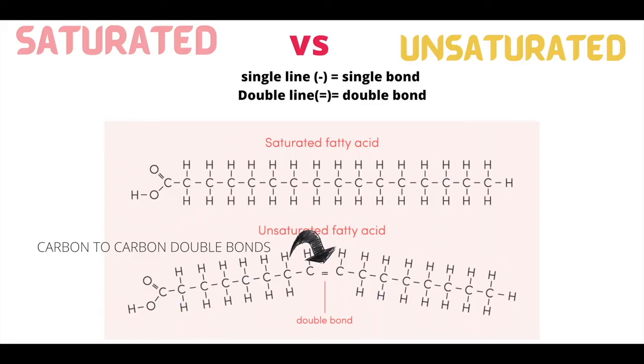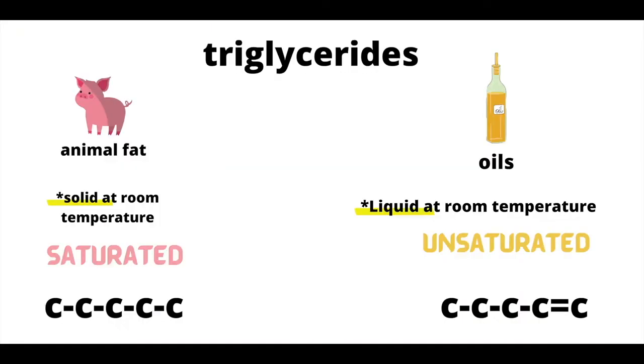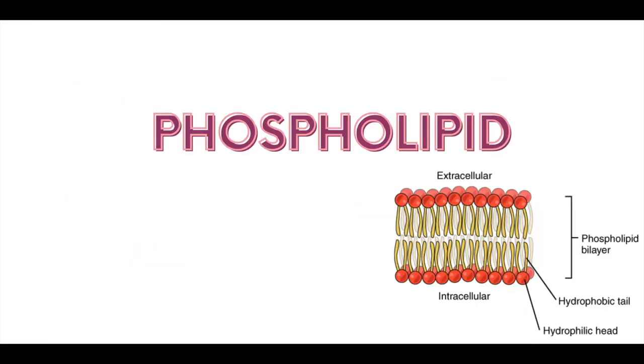So this is generally what you need to know. Triglycerides, again, you have your animal fats and your oils. Your animal fats are saturated fats, meaning molecularly the carbon to carbon bonding is going to be singular. And your oils are unsaturated fats, meaning on a molecular level, in your carbon to carbon bonds, you're going to have at least one double bond. And also remember that saturated fats are solid at room temperature, like your animal meats, and your unsaturated fats are liquid at room temperature.